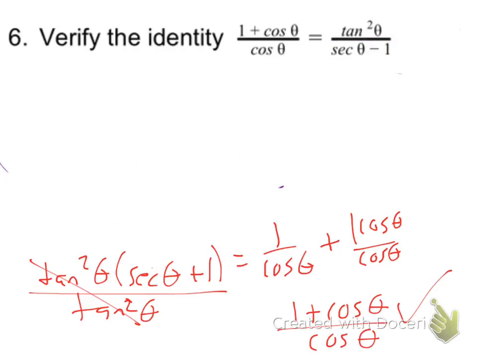Now, I'm going to quickly go over the other method. The other method said, hey, looking at that right-hand side, people should recognize that this would be sine squared theta over cosine squared theta. That's tangent squared, over 1 over cosine theta minus 1. It creates a complex fraction. What would the LCD of all of that be? Cosine squared. And how do we use the LCD? We multiply to the top and bottoms.